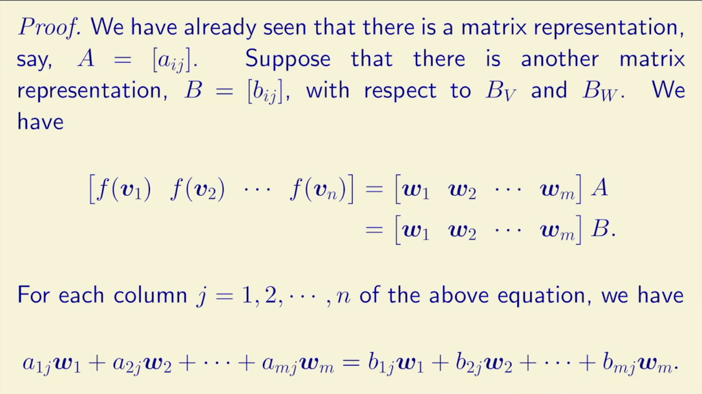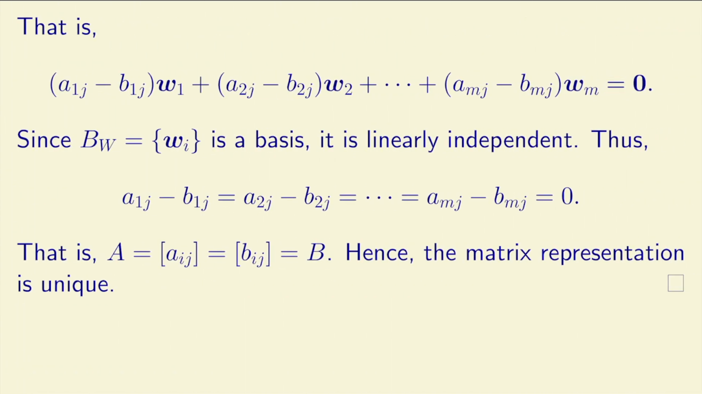Right. And then it gets to the cool part on the next page. For each column j equals 1 to n of the above equation, we have (a1j minus b1j) times w1 plus (a2j minus b2j) times w2 plus ... plus (amj minus bmj) times wm equals 0. The proof then says since BW equals {wi} is a basis, it is linearly independent. Thus, a1j minus b1j equals a2j minus b2j equals ... equals amj minus bmj equals 0.